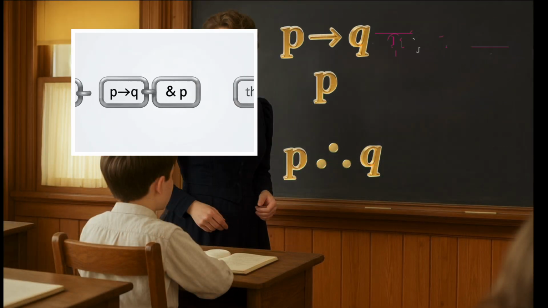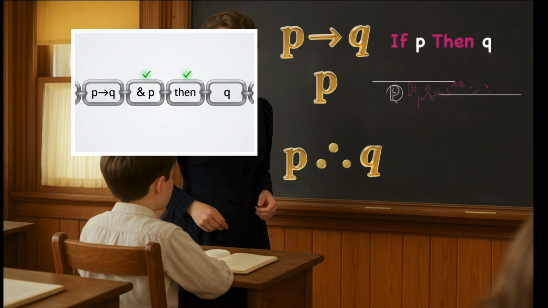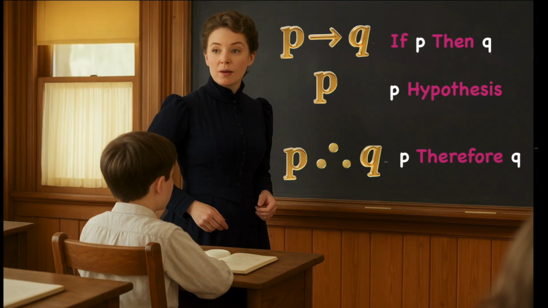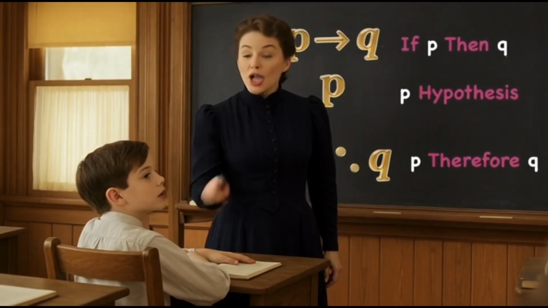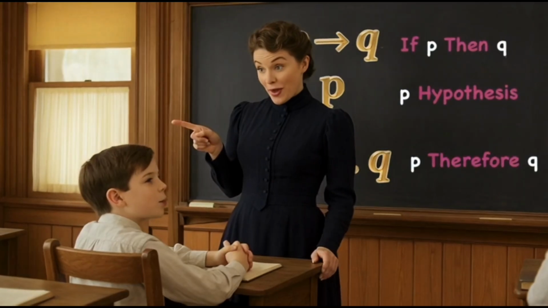We start with the conditional, P implies Q, and the premise P, both marked true. The chain links them together to reveal the conclusion, Q is true. If P implies Q and P is true, then Q must be true. So if it rains, the ground is wet. Exactly. And we know it's raining. Then the ground must be wet.